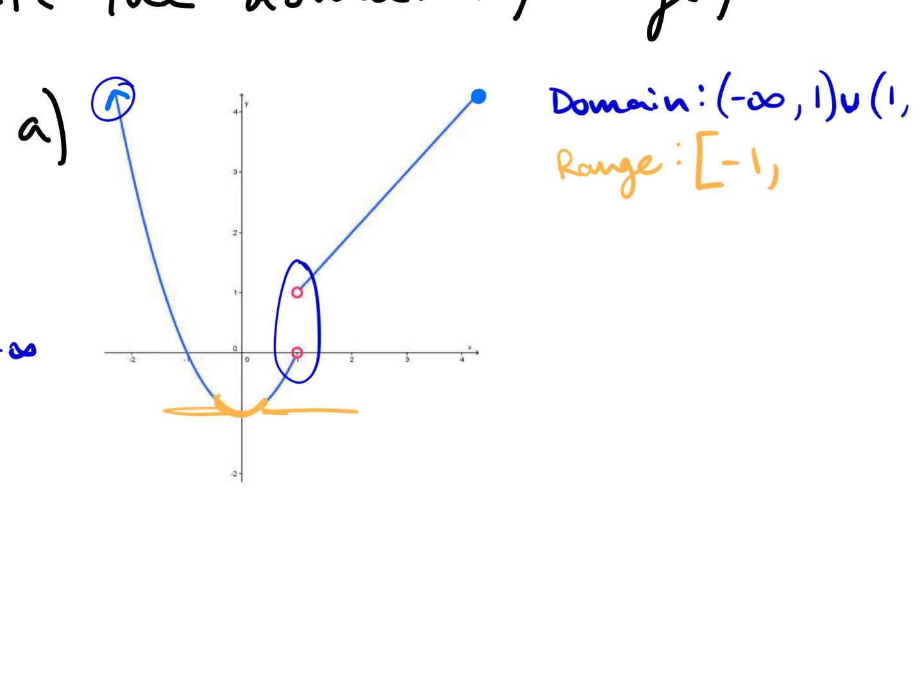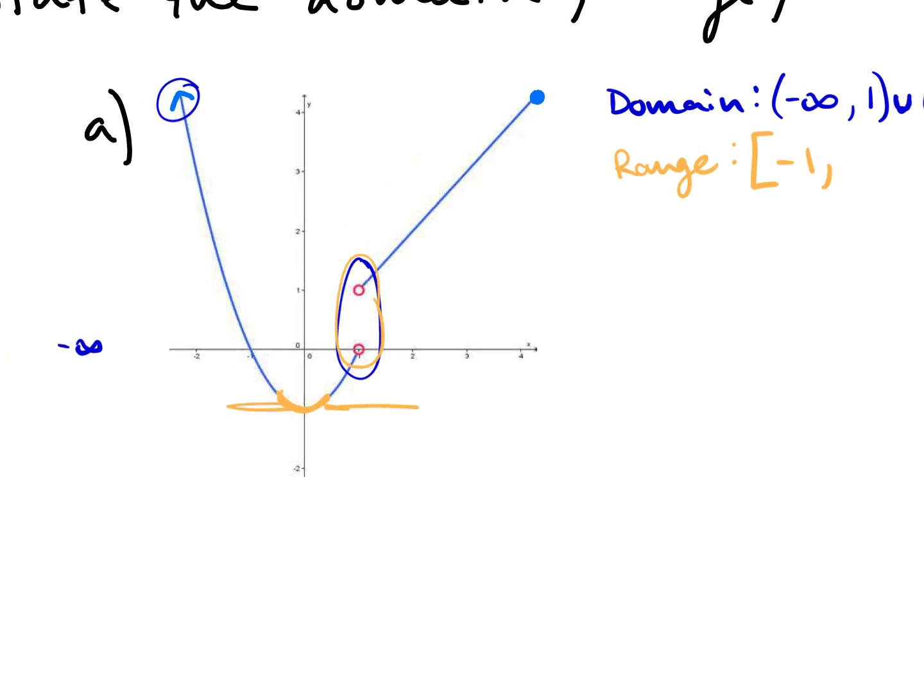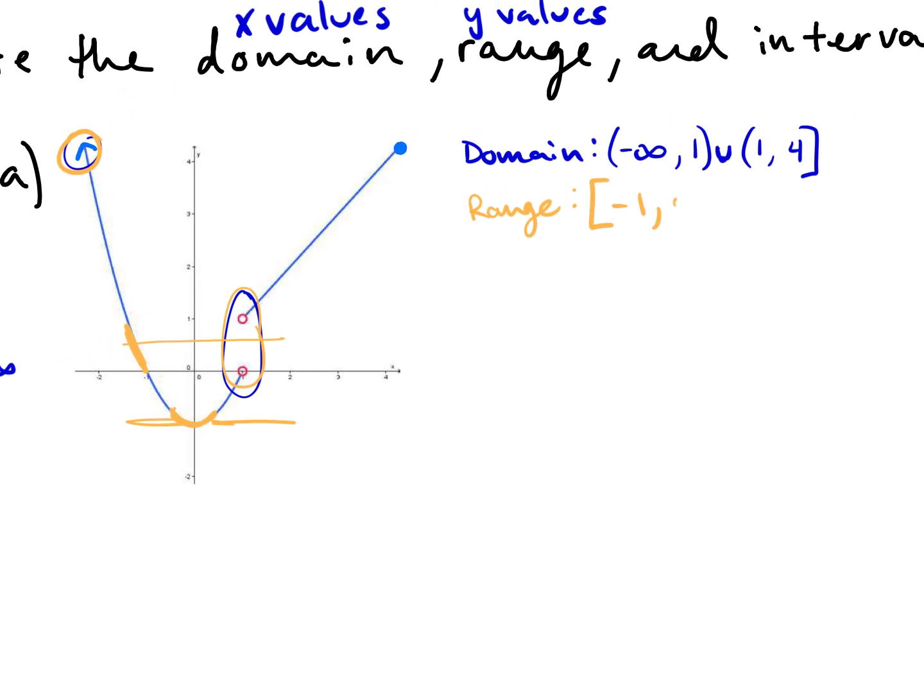Where does our graph go to? What's our largest y value? What do we think? Infinity. Awesome. Even though we have a gap here, we still have y values over here. So our graph goes up to infinity.